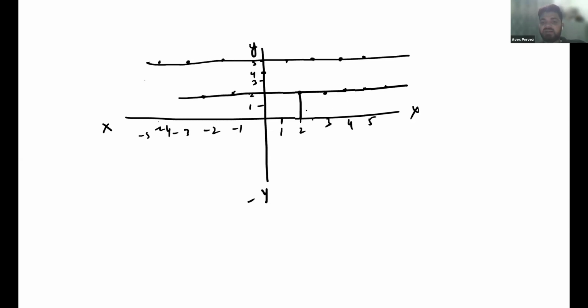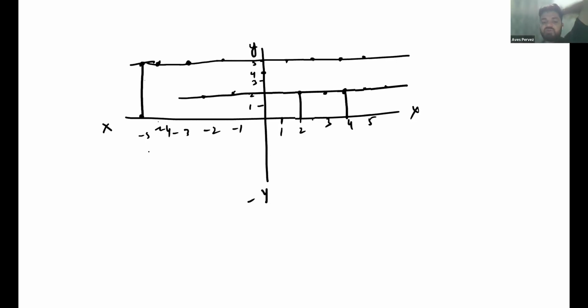So if this point is also 2 units from the x-axis, but its foot will lie at 4. The foot of the perpendicular will lie at 4. So if the question says a point lies at a perpendicular distance of 5 units from the x-axis, so this is the 5 units, but the foot of that lies at the negative of 5, then this point will lie here.